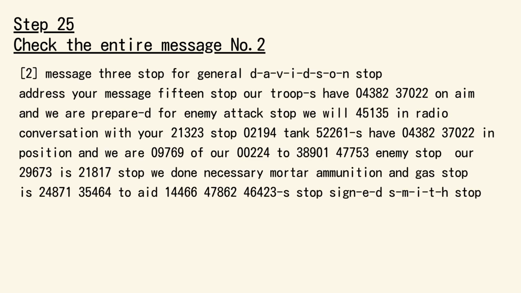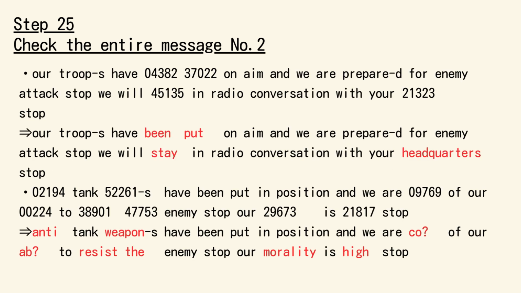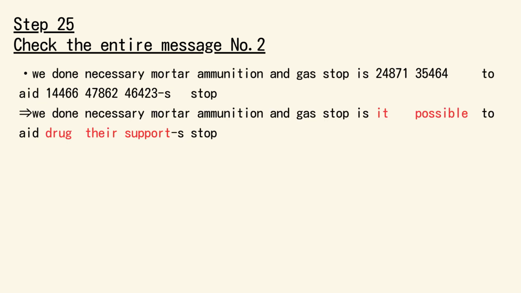Step 25. Check the entire message number 2. Please pause the video if necessary. "Our troops have been put on aim and we are prepared for enemy attack, stop. We will stay in radio conversation with your headquarters, stop. Anti-tank weapons have been put in position and we are of our up to resist the enemy, stop. Our morality is high, stop. We done necessary mortar ammunition and gas, stop. Is it possible to aid drug their support, stop."